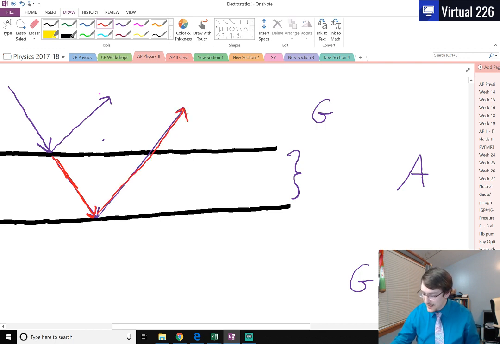This extra distance it had to go through was twice the thickness of that air gap.